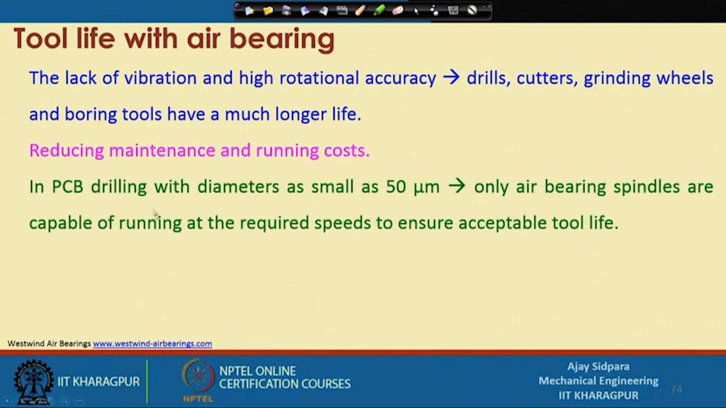Right. So, if you consider PCB drilling, because we want to create some type of circuits on the board, at that time we start with holes of 100 microns diameter, and sometimes it is as small as 50 micron. If you are looking at this 50 micron diameter, only air bearing spindles are capable of running at the required speed, because what is important when you are rotating is the surface speed or cutting speed.